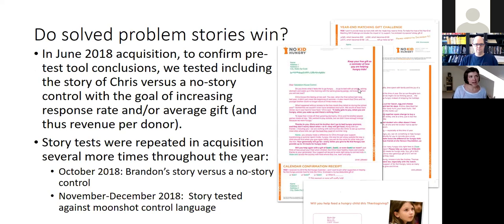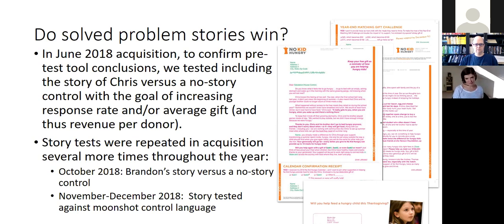So the question that we asked was, do solved problem stories win? What we mean by solved problem stories is presenting a problem in the appeal, but also showing how the donations that our file was making to No Kid Hungry were helping the kids in question. In our June 2018 acquisition, we included a story about Chris versus a no story control.